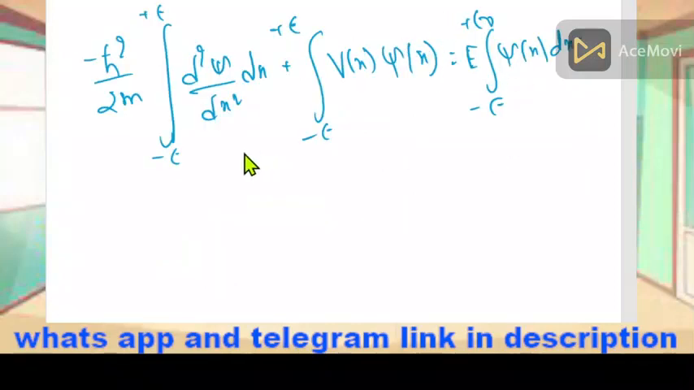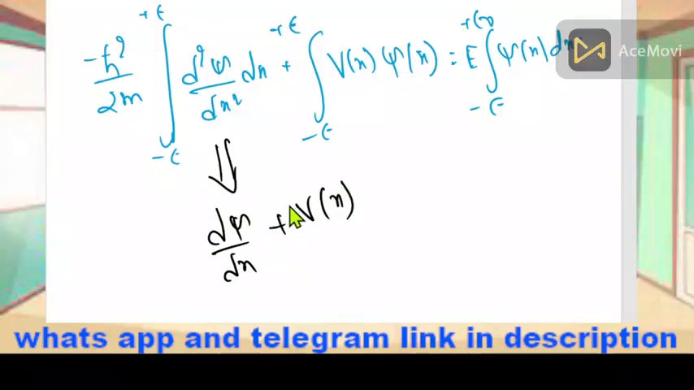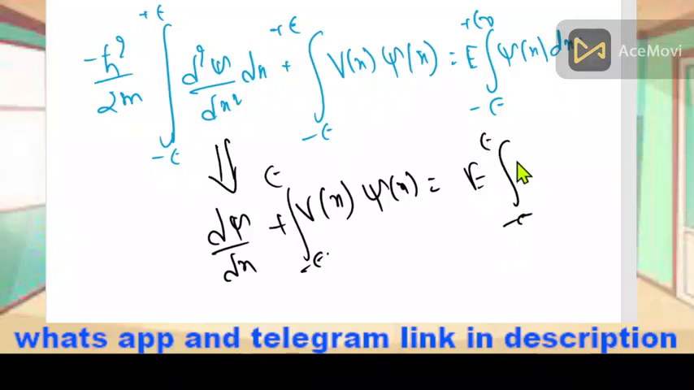So if we integrate the equation, we will get something like this. This part, if you integrate it, is d psi by dx. Then you have the integral of the potential, and I am coming to this integral. And this one is E times the integral of psi(x) dx.